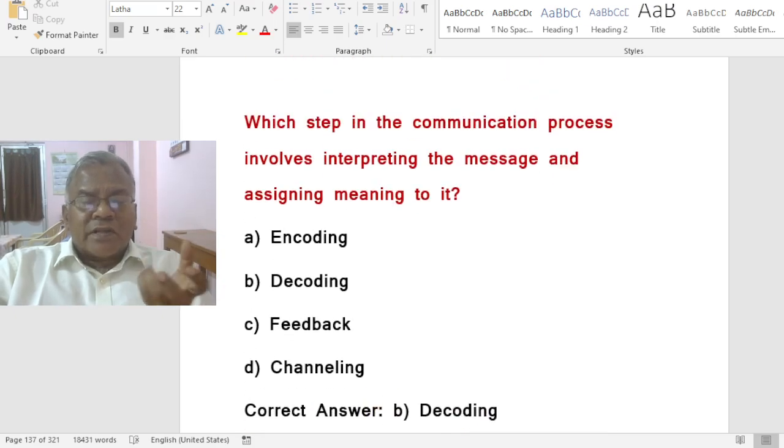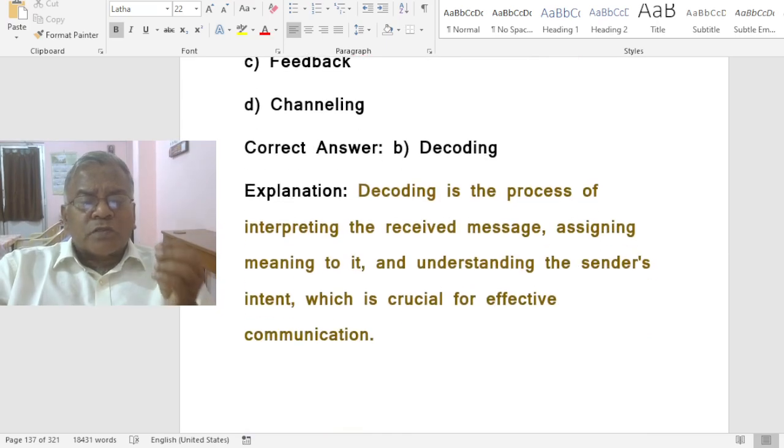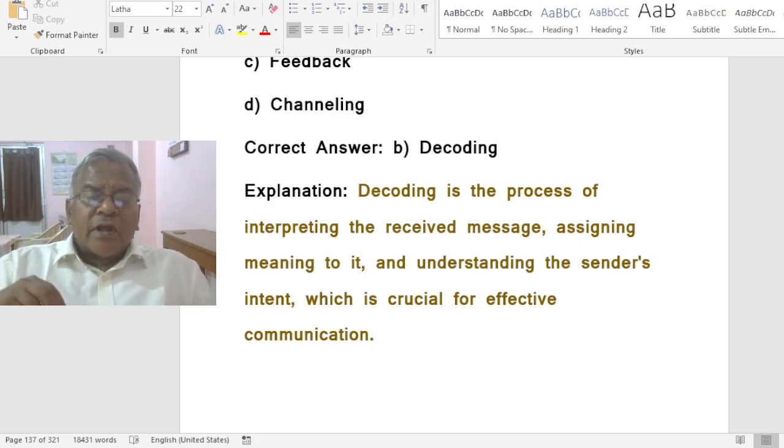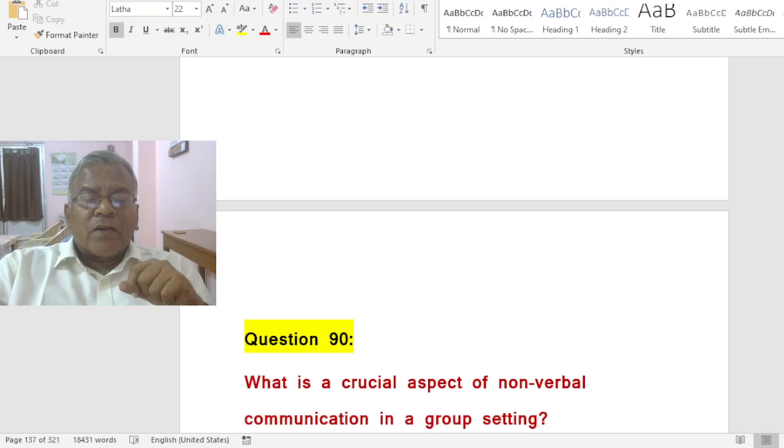Because that is the place where the receiver interprets the message through some channel. Right? Decoding. Decoding is the process of interpreting the received message, assigning meaning to it, and understanding the sender's intent, which is crucial for effective communication.